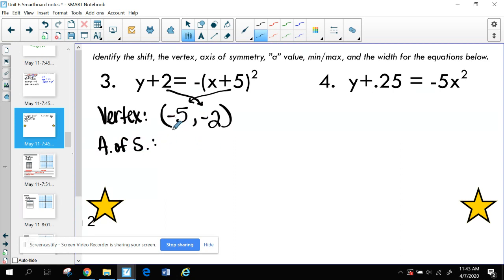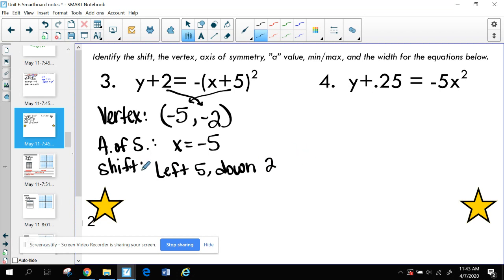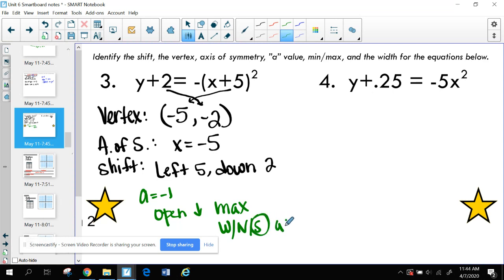Axis of symmetry then is always your x value from your ordered pair. If I want to describe the shift, I'm using my vertex as well, so this means I went left 5, and I went down 2 because it's a -2. And then my A value. The A value up here was -1. That is negative, so we know it opens down. If it opens down, it has a max. And then since it is 1, this would be the same as y equals x squared.